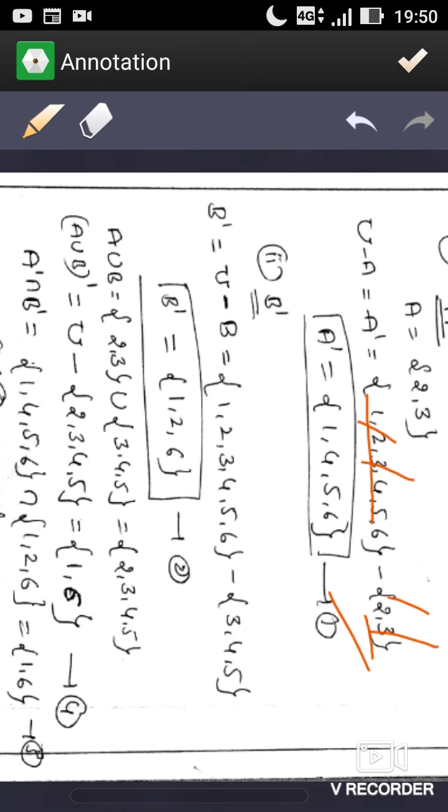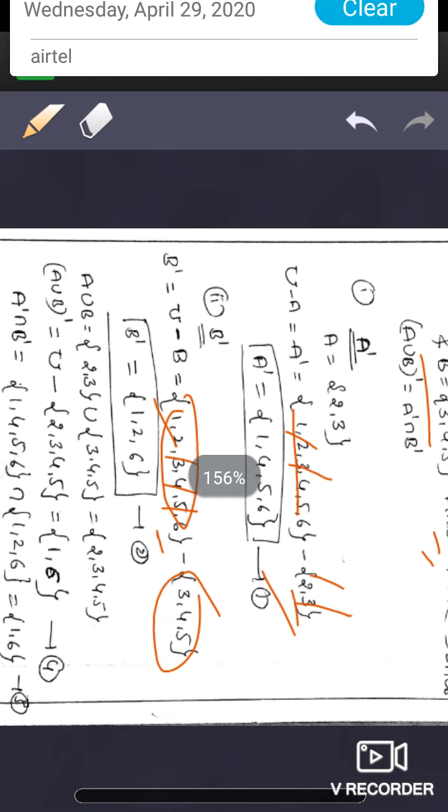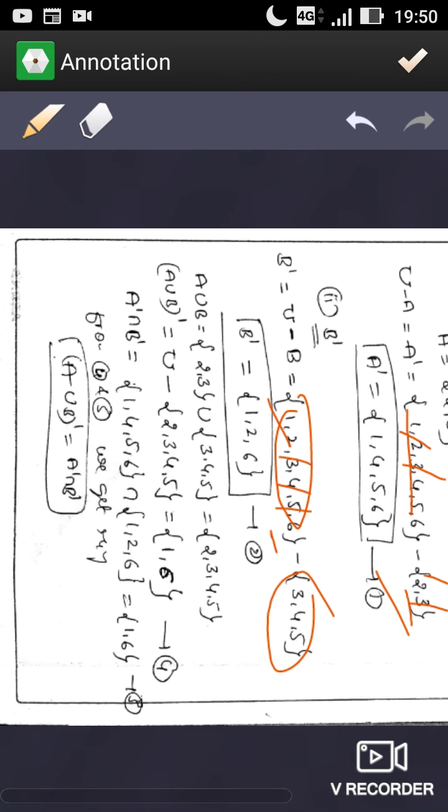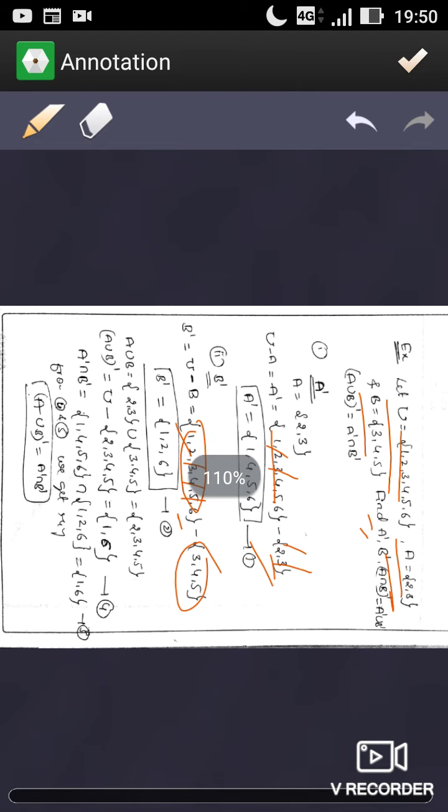Similarly, we can find B complement. This is the union set, this is the B set. Removing 3, 4 and 5, still remaining are 6, 1 and 2. That is B complement. Next we have to find A union B. A is 2 3, B is 3 4. Union means we take all these elements: 2 3 4 5. This is the A union B set.